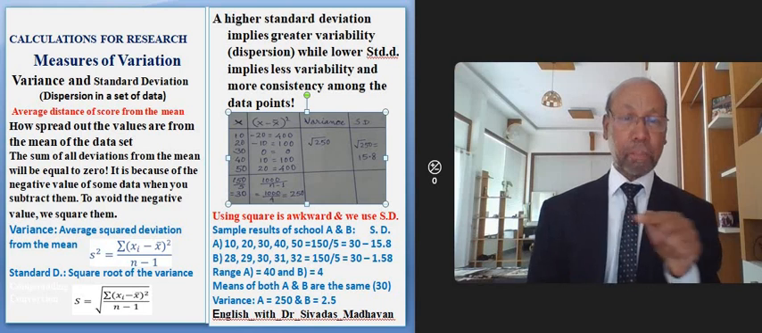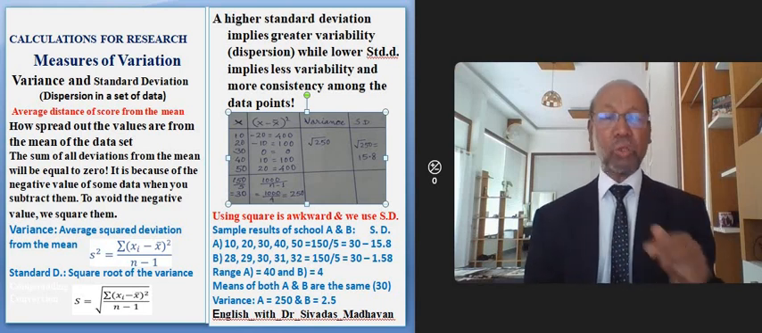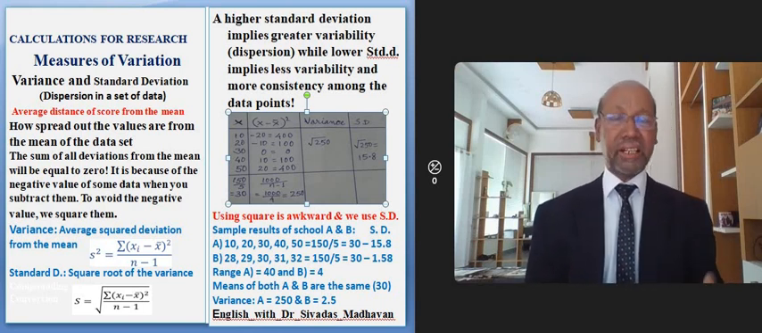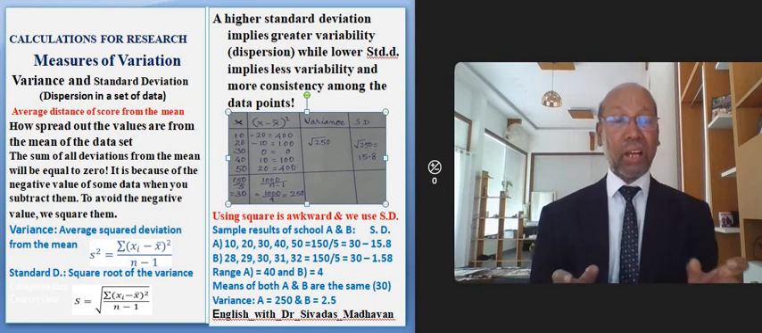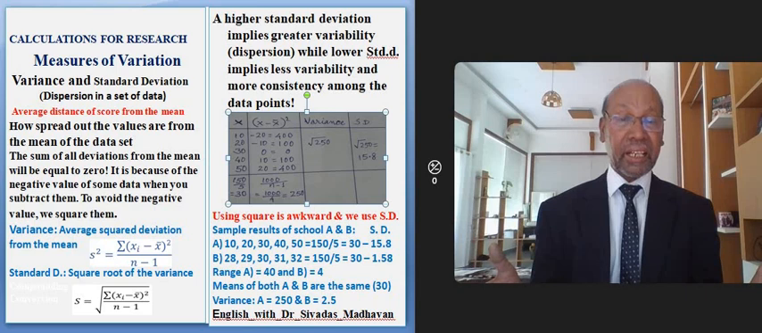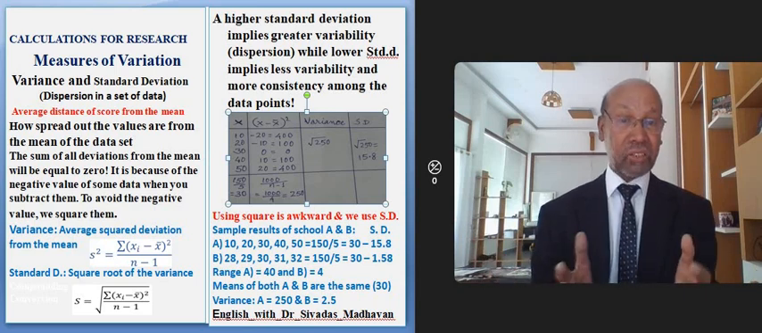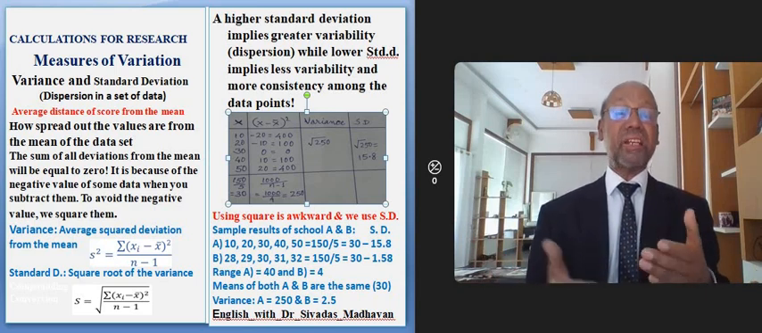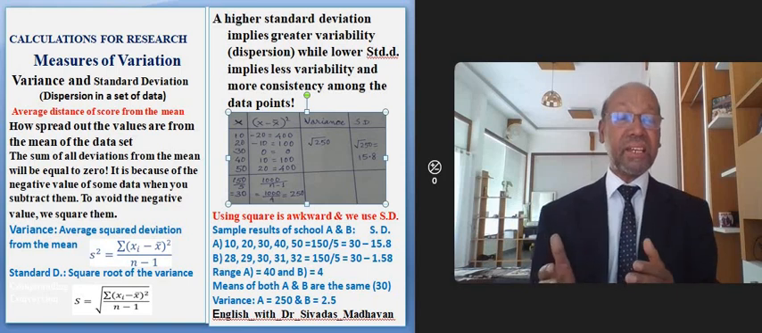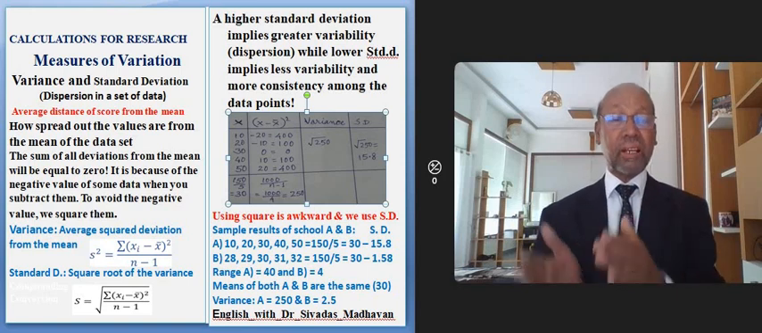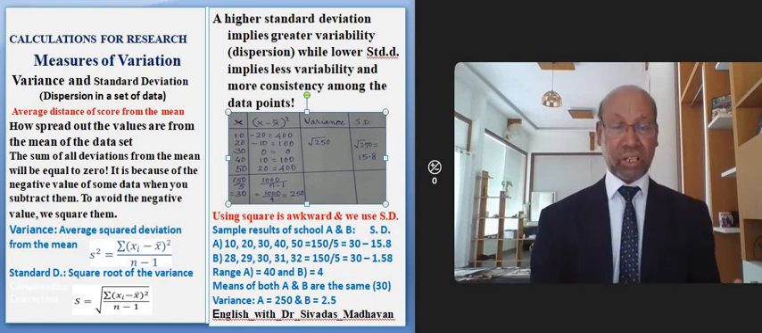School A has the mean 30. School B also has the mean 30. So the mean is the same, but when you calculate the dispersion, it will not be the same because the range is different in both the schools. Range means the difference between the highest number and the lowest number.